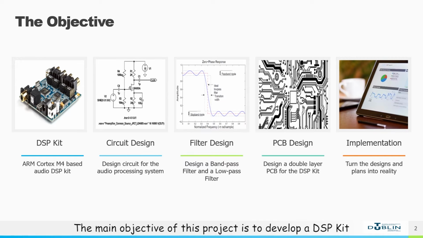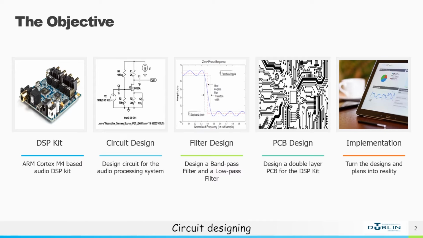The main objective of this project is to develop a DSP kit that could remove high-frequency noise in speech audio, and there are 5 parts involved. There are circuit designing, filter designing, PCB designing, implementation, and testing.